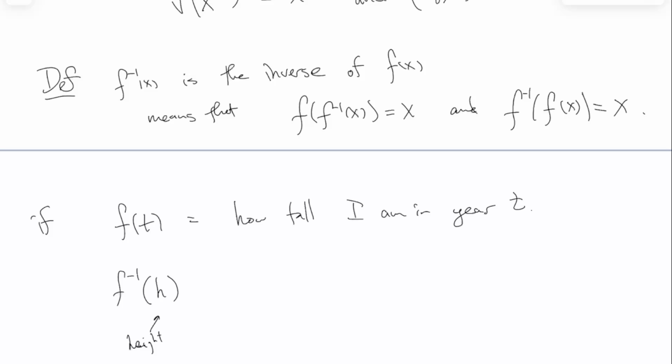And T is for time, of course. F inverse of H, what that means is which year it is when I have height H. That's the inverse function. It's the other way around, all right?